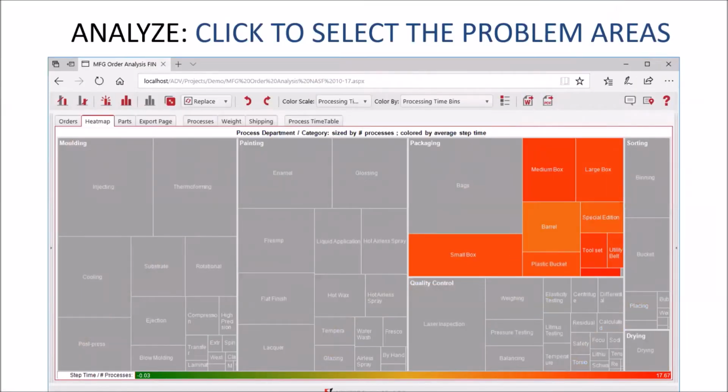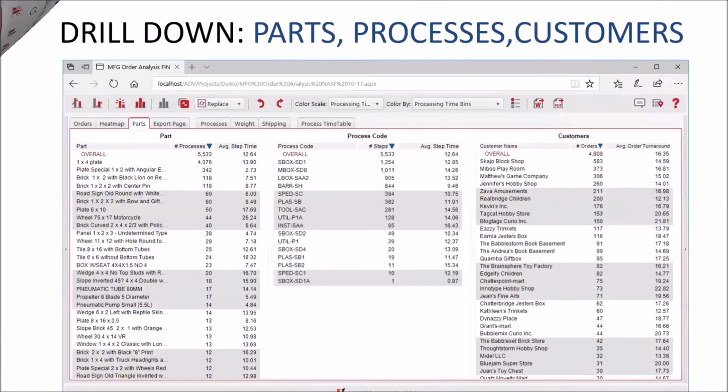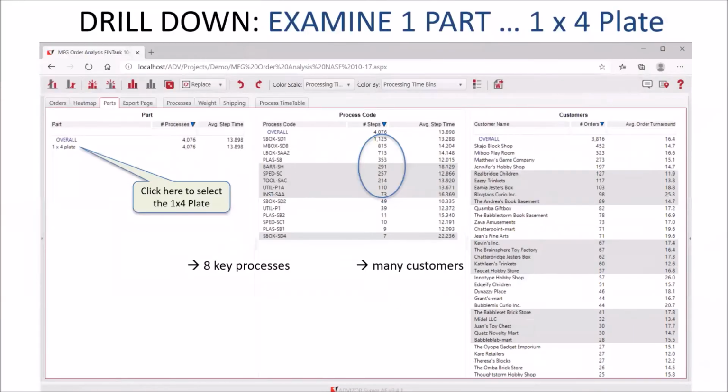Here's all the parts and the processes and the customers that have orders going through those processes, and the whole orders are taking over 8 days. And high level, like what do I see? Well, I have a 1x4 plate. There's a lot of them, and it's taking a really long time. I've got some other parts that there's a lot of them, and they're taking some really, really long times. I got different process steps in here. This is what we saw in that heat map view, and then I got a bunch of customers. So let's click one. So I'm worried about this 1x4 plate. I can click here to select it. And what do I see?